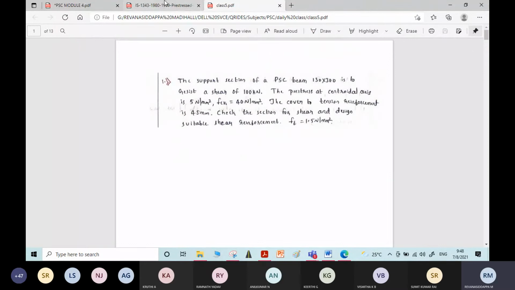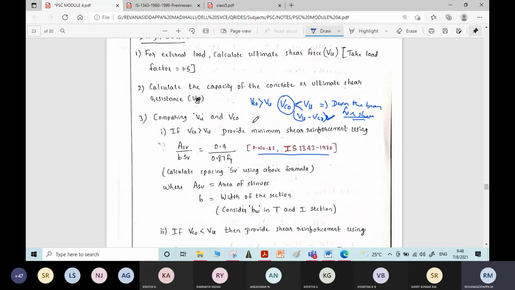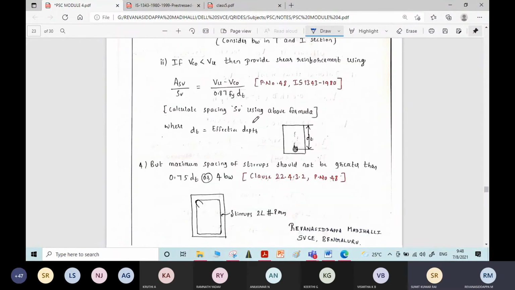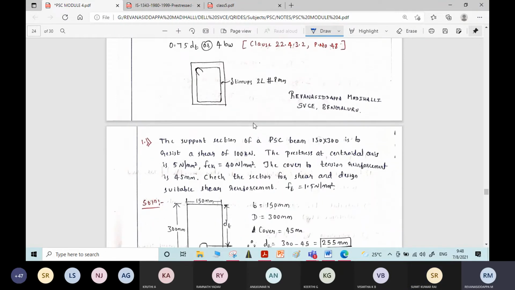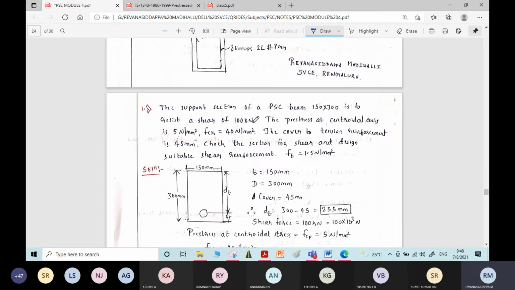Did you get some idea, students? Did you get some idea on design for shear? Yes, sir. Okay, when we start solving the problem, then you will get a clear idea. We will solve a design problem now. Write the first problem and try to solve it on your own.